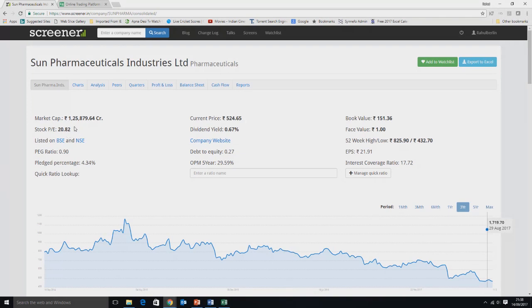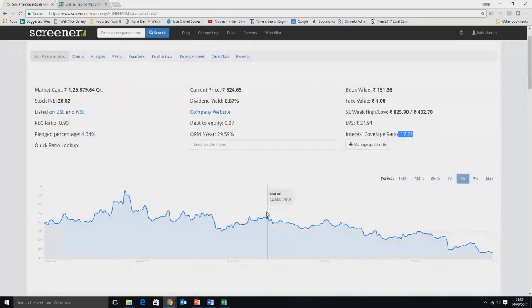People are expecting roughly 21% growth. PEG ratio, it's a bit on the higher side. Debt to equity is okay, less than 1. And interest coverage ratio is fantastic, 17.72. So in all this, it's just the PEG ratio, but that is still in our range, and the rest of the parameters are okay. Do they have any pledge? Yes, that is the problem. Pledge percentage is 4.34.